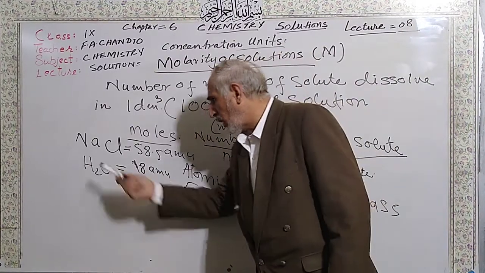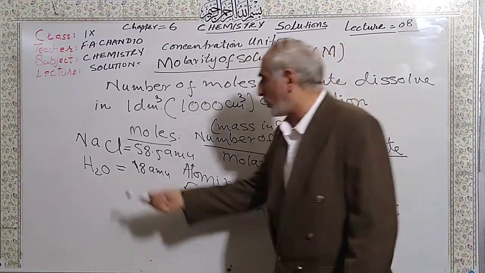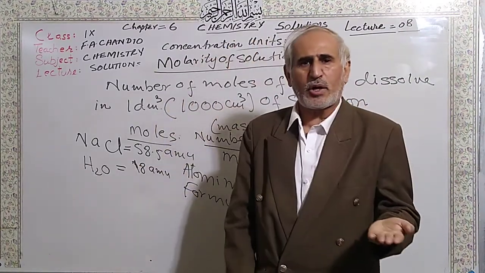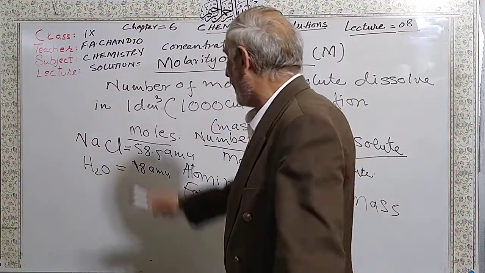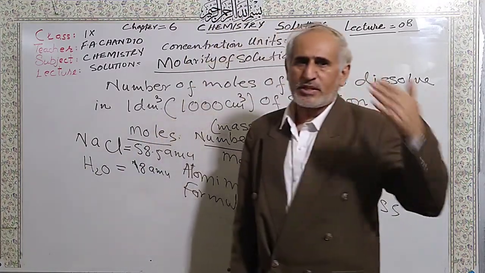Water is a molecular covalent compound. Why do we say covalent compound? Both are non-metals. Hydrogen is a non-metal, group number 1, top. Oxygen is a non-metal, group number 6, top.